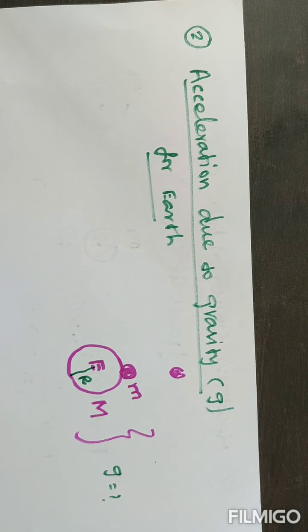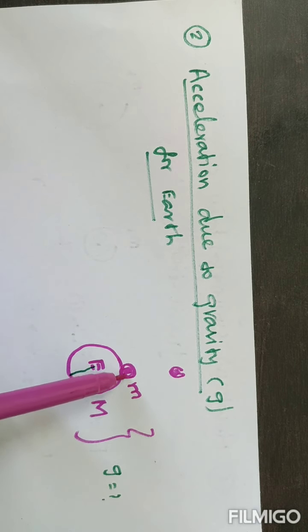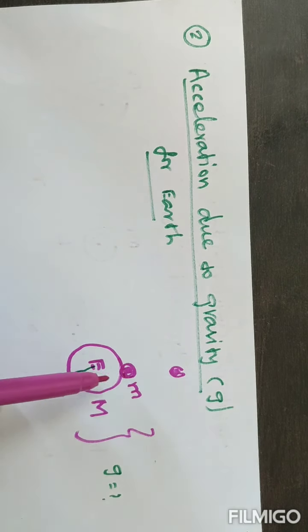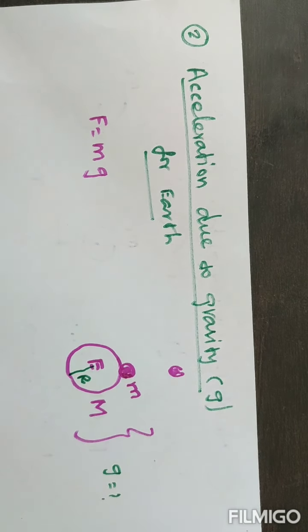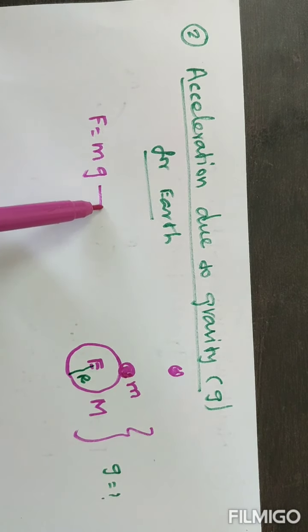Now this object is on the surface of the earth, so it exerts some weight. So this mass exerts some force on the earth. That is F is equal to small m into g. That is taken as equation number 1.